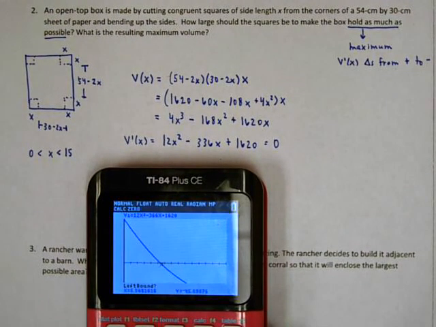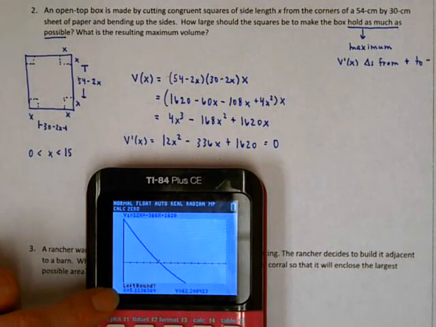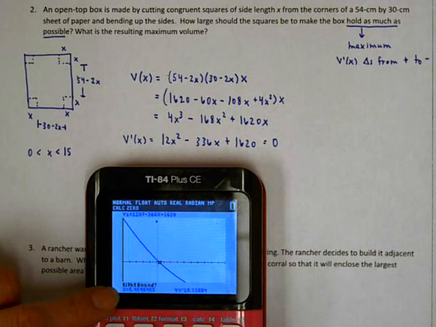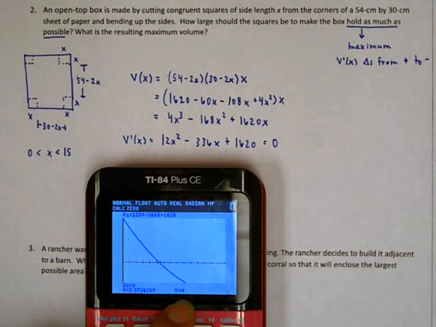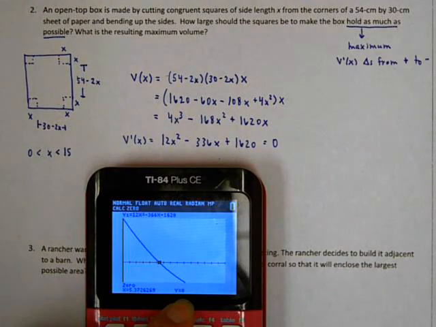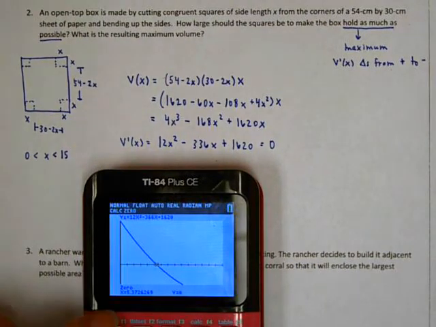So I'm going to trace up to where it's positive here. I'm going to go until my y value turns negative, hit enter, and if I hit enter again, it's giving me a 0. Wait, something doesn't look right here. I know that's actually not the value.